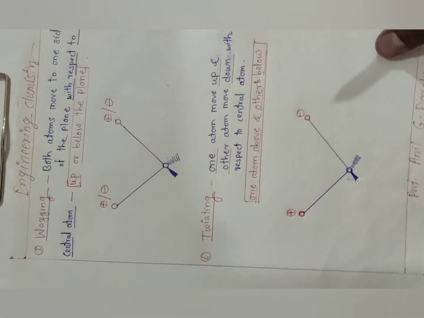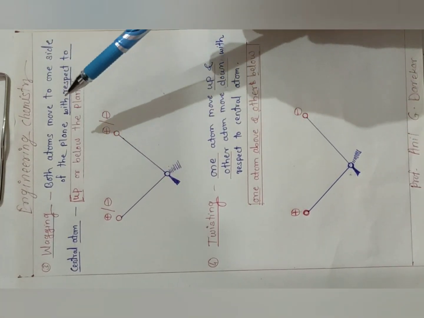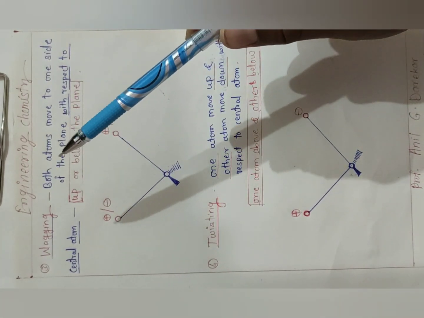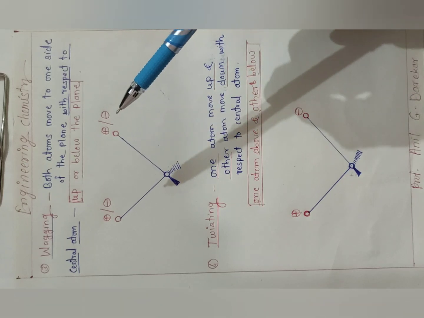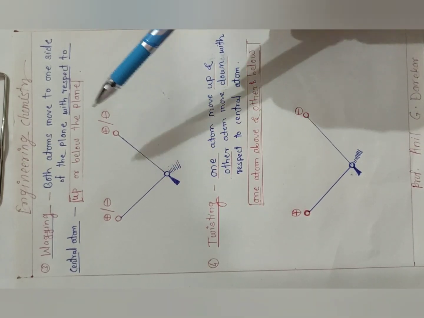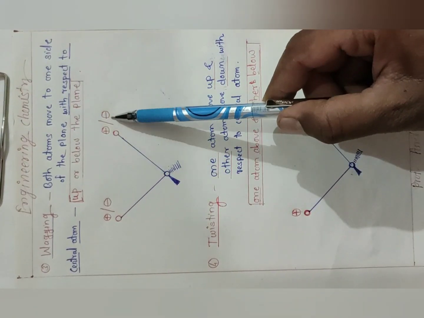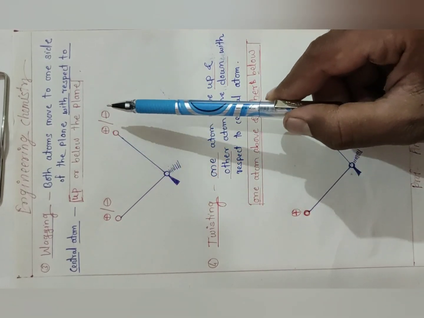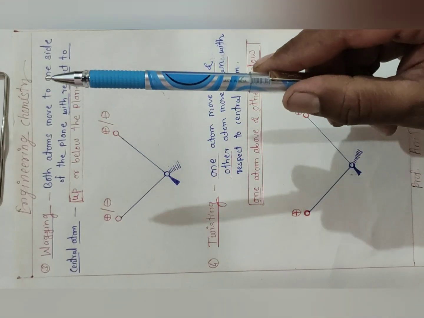Now the third one, wagging. Here we will see how wagging takes place. In case of wagging, both atoms move to one side of the plane with respect to the central atom, either up or below the plane. If both atoms move up the plane, then positive sign. If both atoms move below the plane, then negative sign.